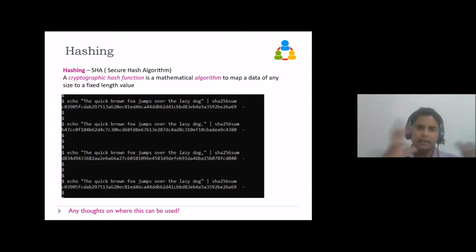Let's say you are sending data over the internet, and you have attached a file and sent it. How can the other person make sure that the file is actually sent by you, and that the content has not been changed by somebody else? There is no way he can measure that.